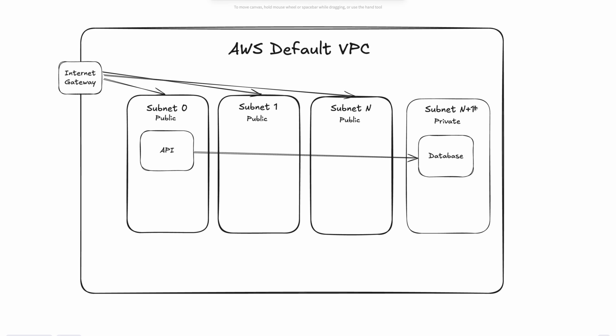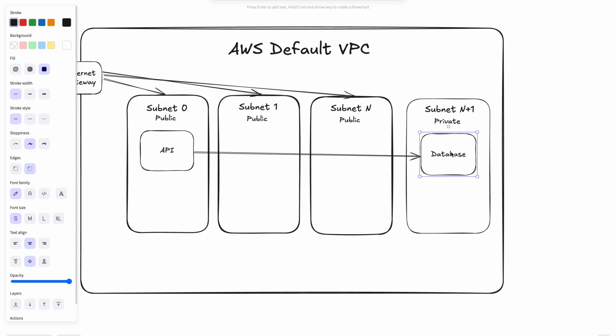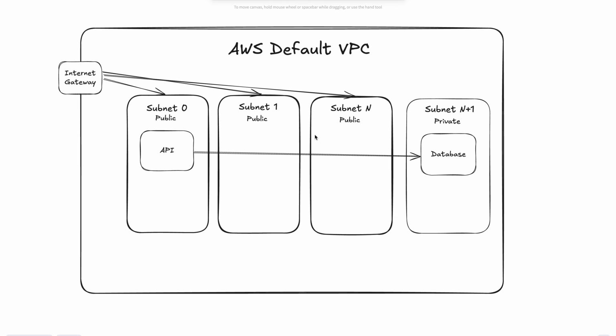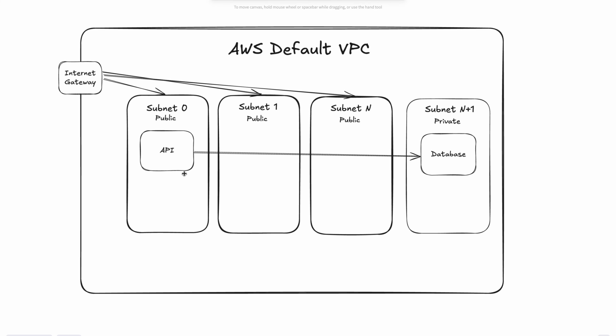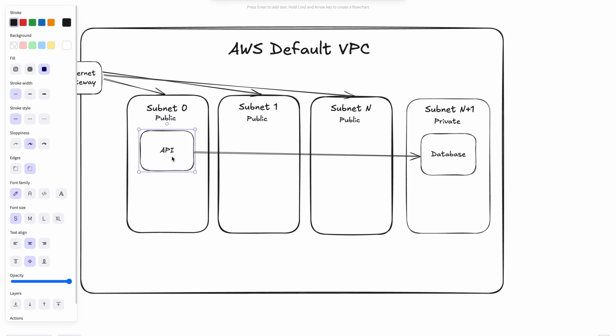Why is it secure? Because our database is not accessible from the internet. So we can be calm and sleep well during the night, knowing that no one can access the database except our API, which is well implemented following the best security practices.